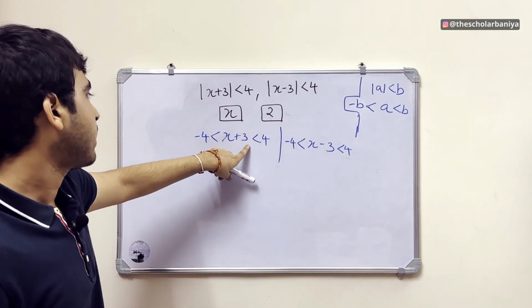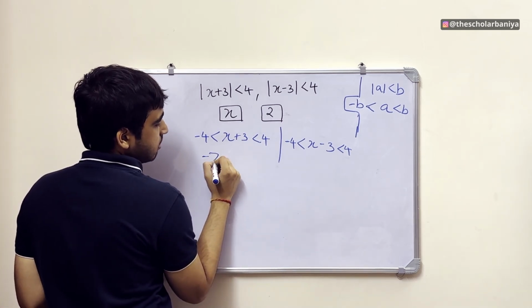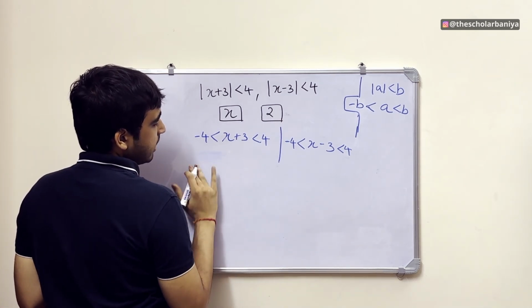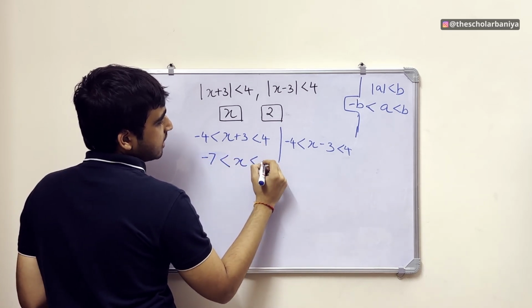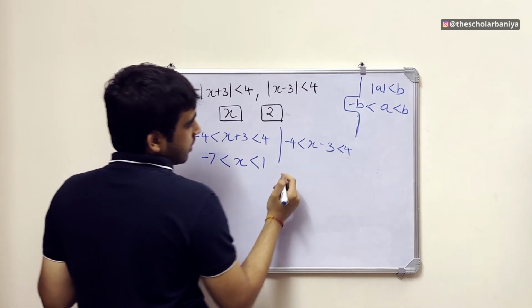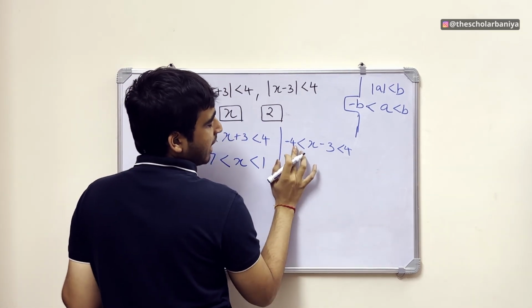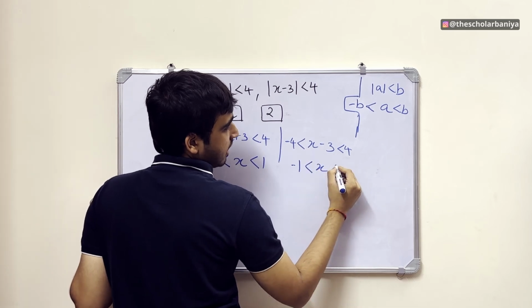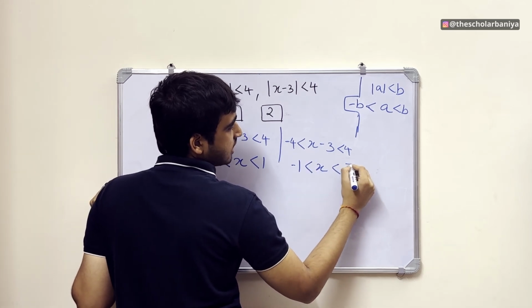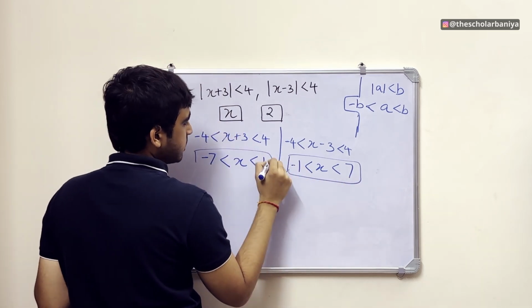Now let's subtract 3 on all the sides. So -4 - 3 is -7, right? -7 is less than x, and 4 - 3 is 1. Similarly over here, we add 3 on all the sides. So -4 + 3 is -1, this becomes x, and this becomes 4 + 3, 7. So you have one part as this, and you have one part as this, right?